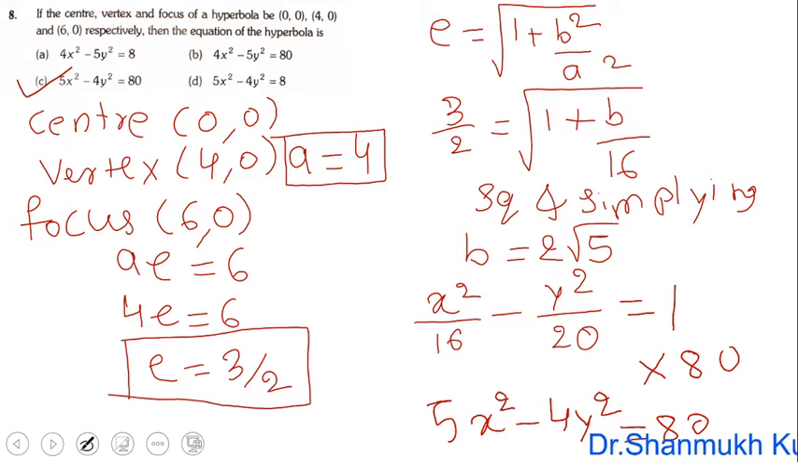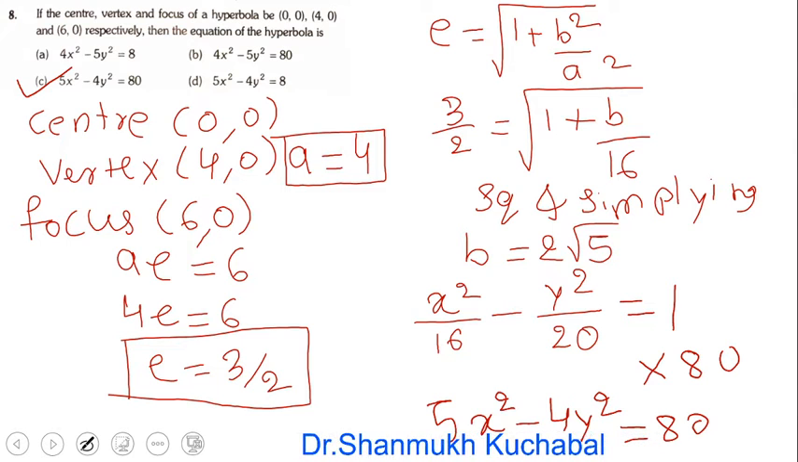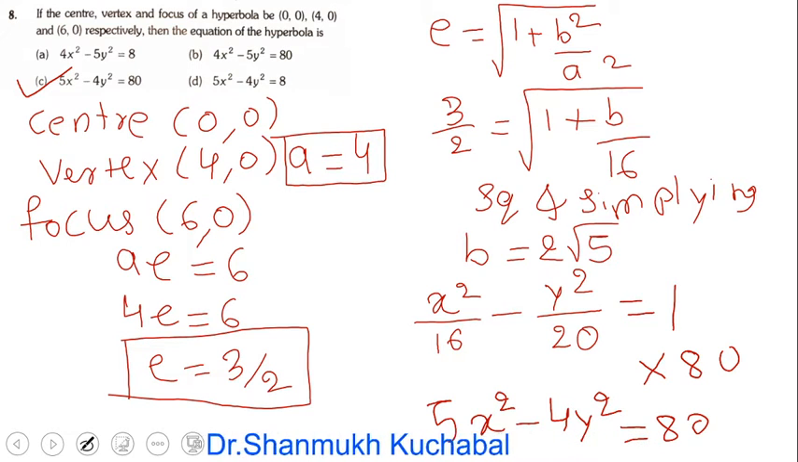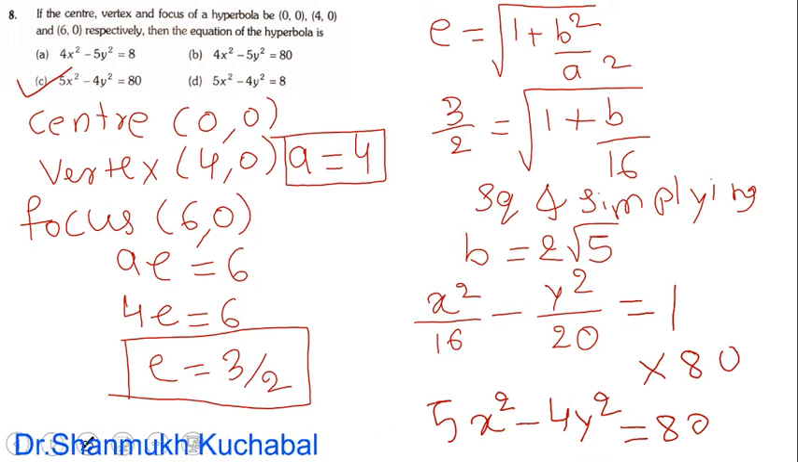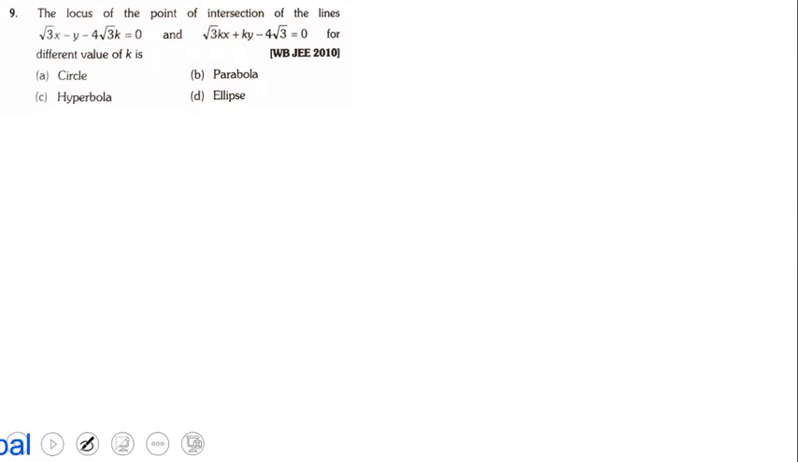So like this, from the given information we have to calculate a and b. Using the relation between a, b, e, sometimes we need to calculate a or e or b. Then we substitute in the standard equation and find the solution. Okay, we'll go for the next example.